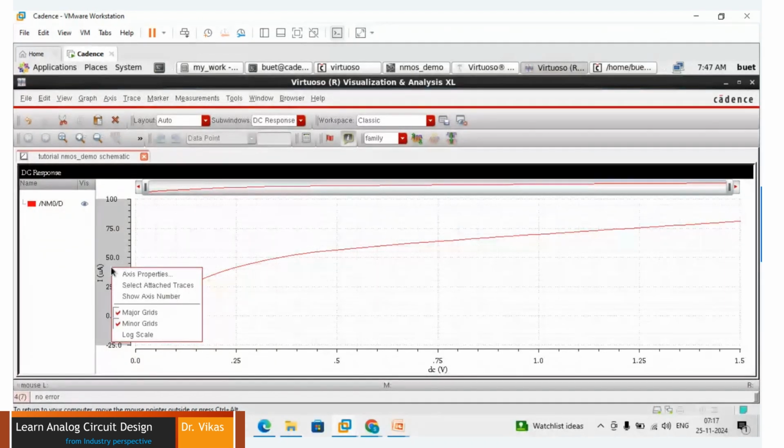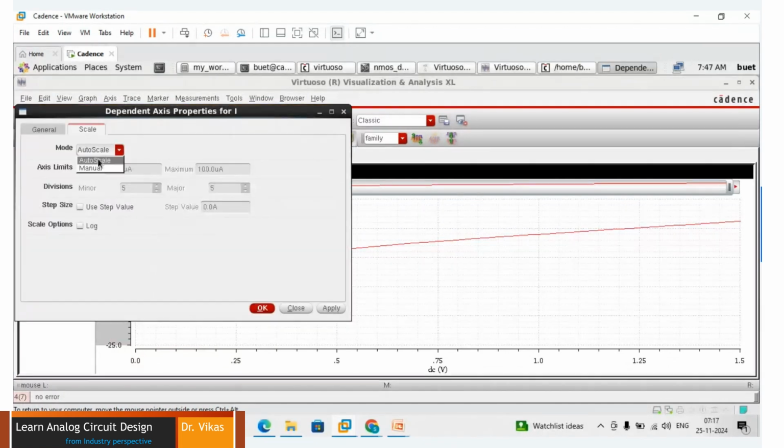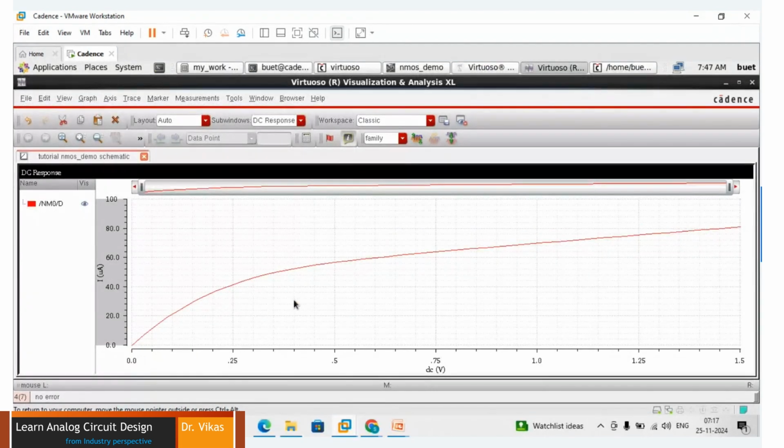Again, let me just change the axis property so that the axis starts from 0 volt. There you go. Up to a particular voltage of VDS, the current is rising linearly, and after a particular voltage, it has reached the saturation, and the current is not rising as much as it should rise in the triode region, but it is almost a constant kind of thing that you can see over here.